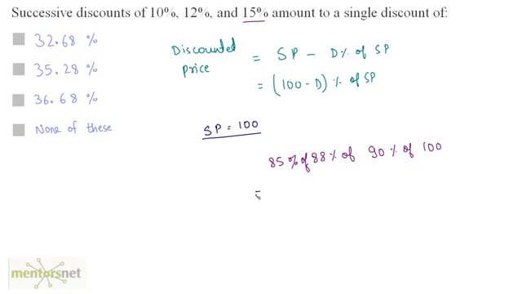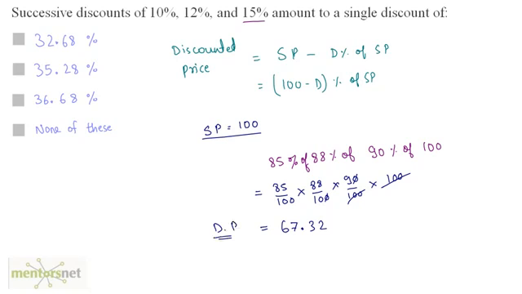So this is actually, I can write this as 85 upon 100 times 88 upon 100 times 90 upon 100 times again this 100. So this 100 gets cancelled out, this 0 and this 0 get cancelled out, and when you solve this you will get 67.32. So the discounted price is equal to 67.32.